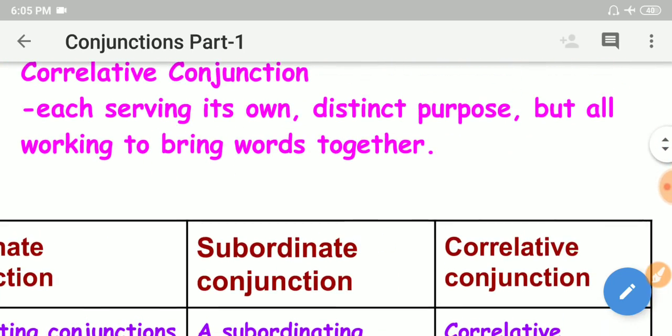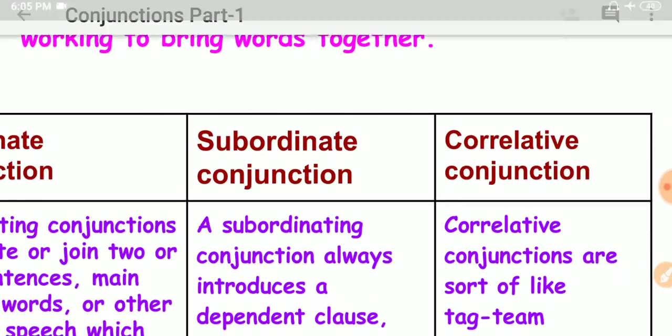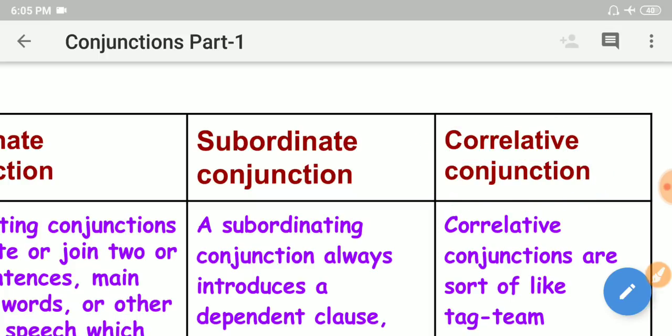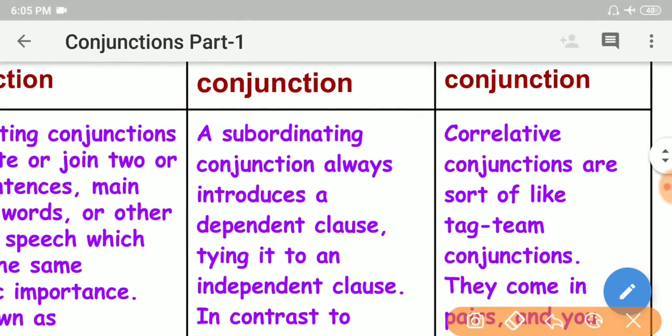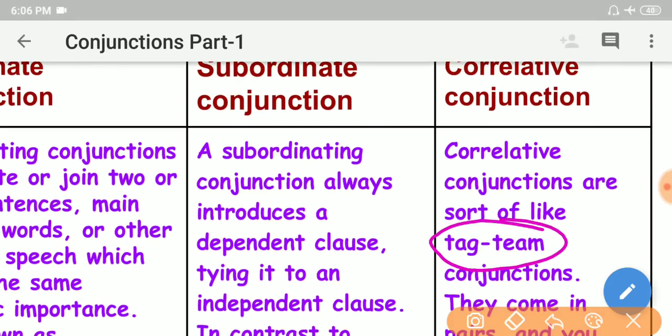Next, we are going to learn another type of conjunction, the correlative conjunction. What is the function of this? What is the meaning of this? That we are going to learn. A correlative conjunction is a sort of tag team conjunction. They are like tag team conjunctions. They go together only.